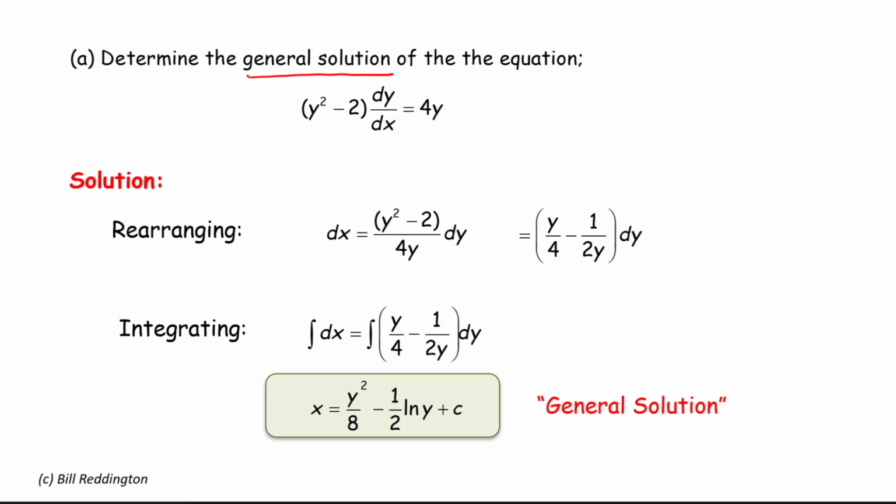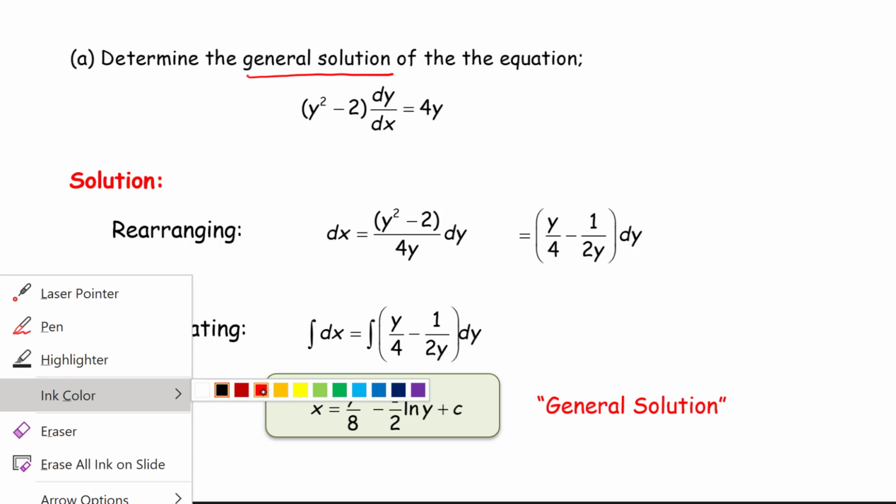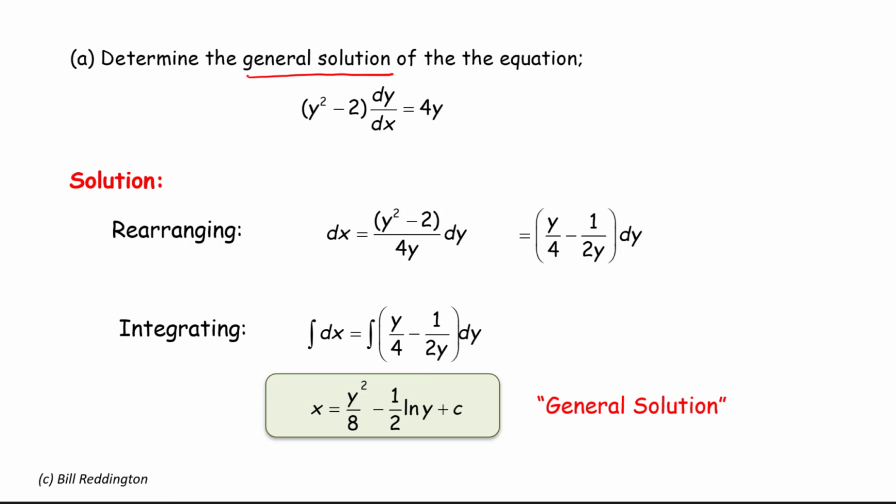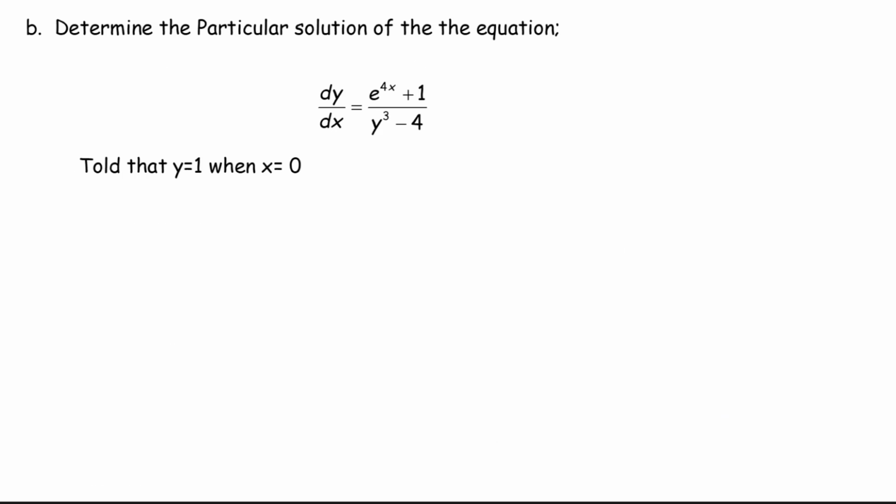So let's go back there again. Okay, so determine the general solution. That was part A, that wasn't too bad. So now let's have a look at part B. In this question, we're asked to determine the particular solution of the equation. To get the particular solution, we really need to get the general solution, and then we use the boundary conditions that they tell us. In this case, we're told that when y is 1, x is 0.